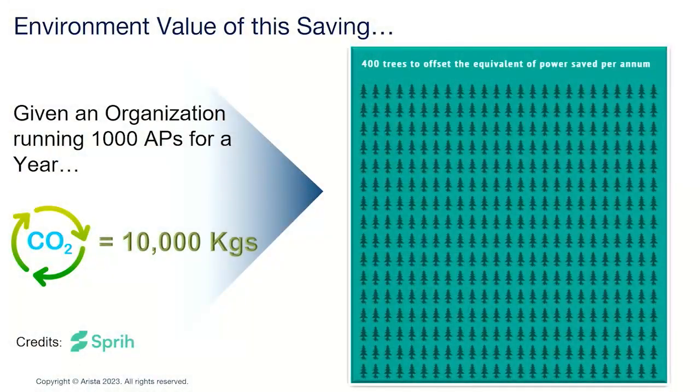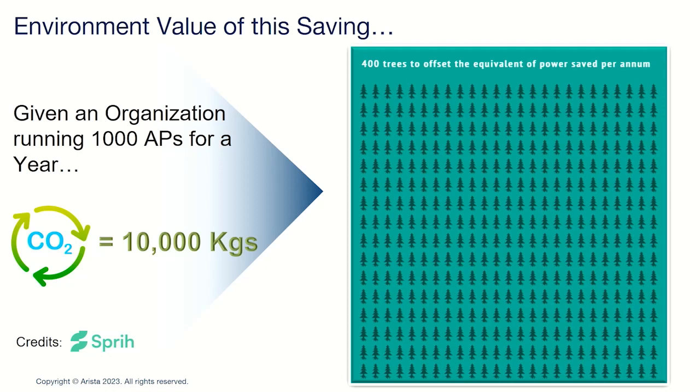So does this ring any bell? Is there any economic value of this saving? It's 2.4 watts per hour per AP. I don't think there's that much economic value in this saving from a big organization's perspective. So what is the bigger picture? The bigger picture is this: it has a huge environmental saving.